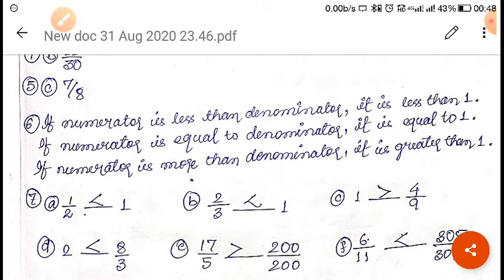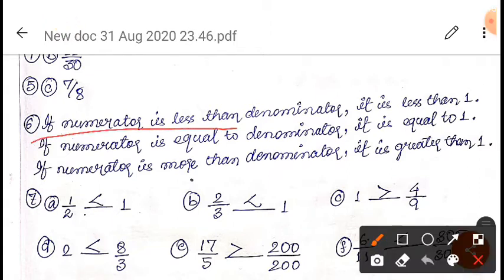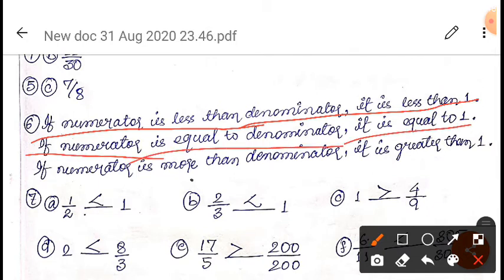So there is a very simple trick. If the numerator is less than the denominator, it is less than 1. As you can see, I have written it here. If the numerator is equal to the denominator, then it will be equal to 1. And if the numerator is more than the denominator, it will be greater than 1. Very simple, right? I have written it here, as you can see.